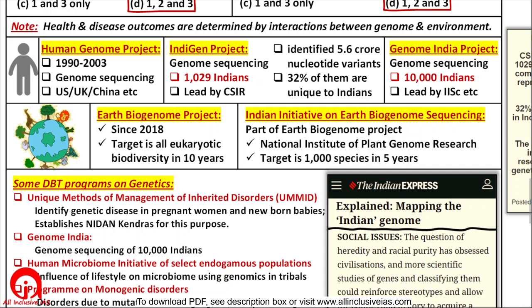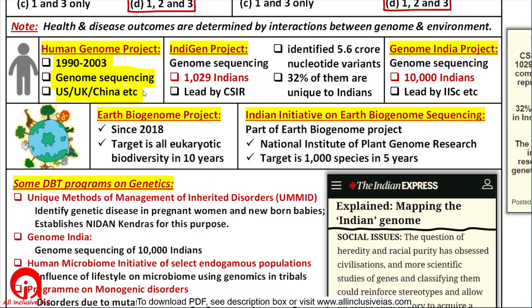Now, since there are so many benefits of DNA sequencing, genome sequencing, scientists run many programs for genome sequencing. Like during 1990 to 2003, there was the Human Genome Project where the aim was to do the complete genome sequencing of the human DNA. Many countries were part of it, but India was not part of this project.